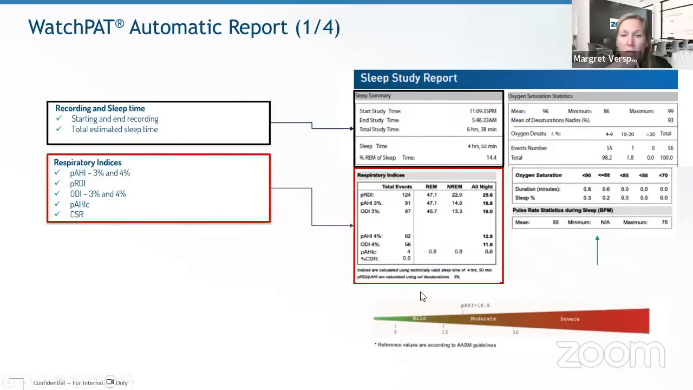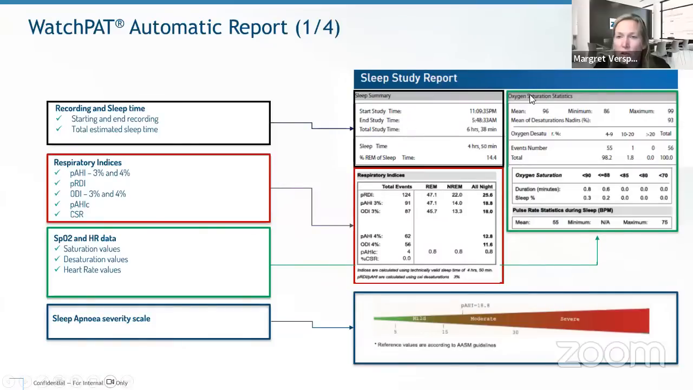We see here that the indices are calculated on a technically valid sleep time. When there are artifacts, so there is noise in the signal, the algorithm takes it as an excluded period. So the technically valid sleep time is the total sleep time minus the excluded periods.